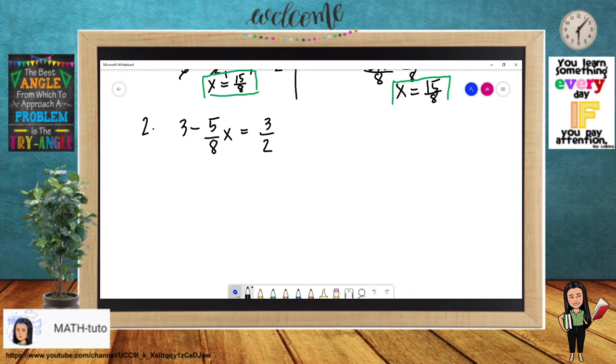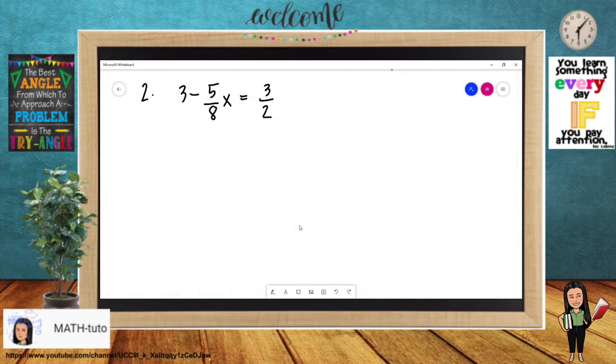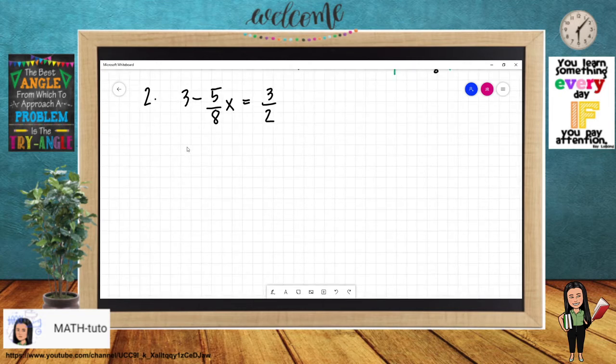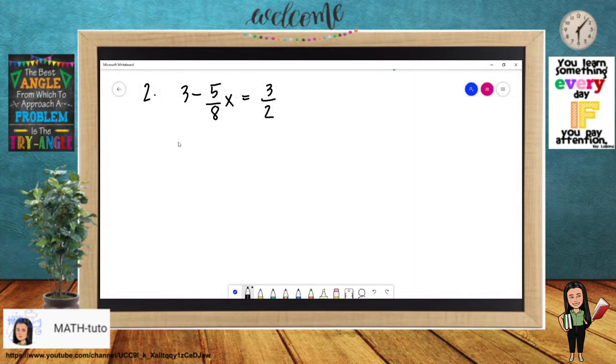Ayan. Ang fraction natin is 5/8 and 3/2. Ang LCD nila is 8. We multiply both sides of the equation by 8. Re-write ko lang. 3 minus 5/8x, multiply natin sa 8, equal to 3/2. We multiply by 8.